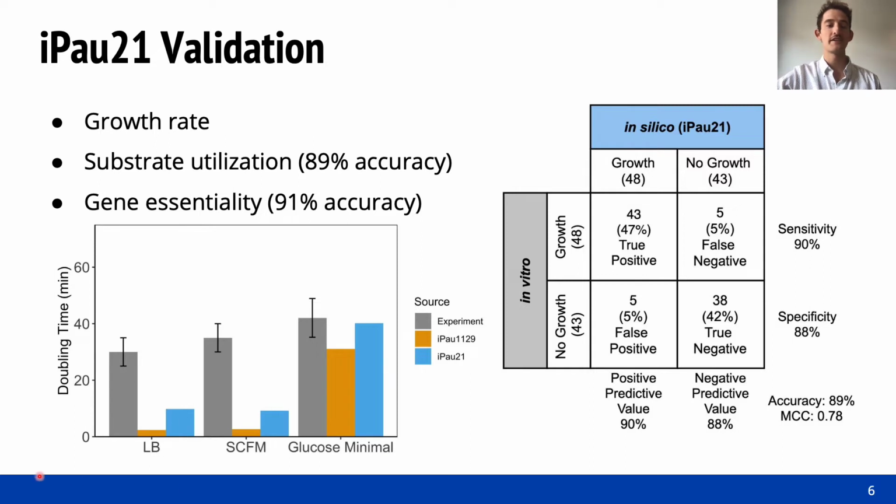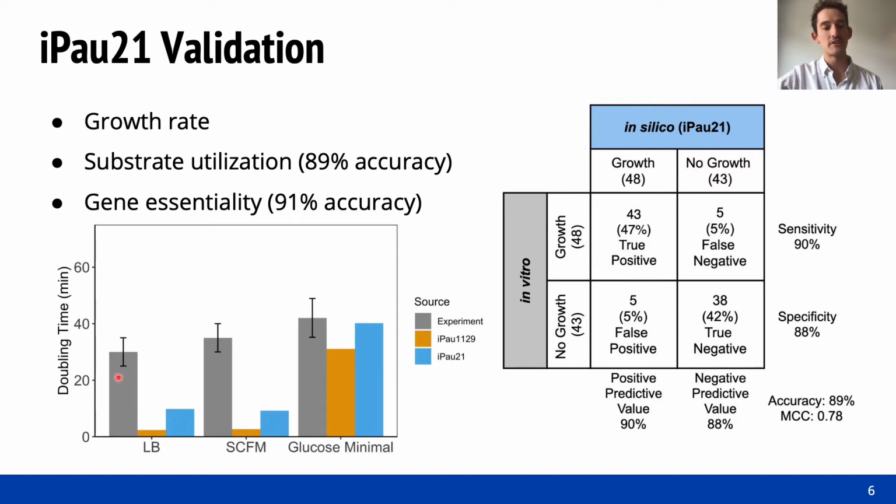So once we updated this model, we sought to do some validation. First off, we took these growth rate predictions, which are shown down here. These gray bars represent experimental values of doubling times. And this is in the LB media. Here's the SCFM, which is synthetic cystic fibrosis medium. And then we have a glucose minimal media. LB stands for lysogeny broth, by the way.